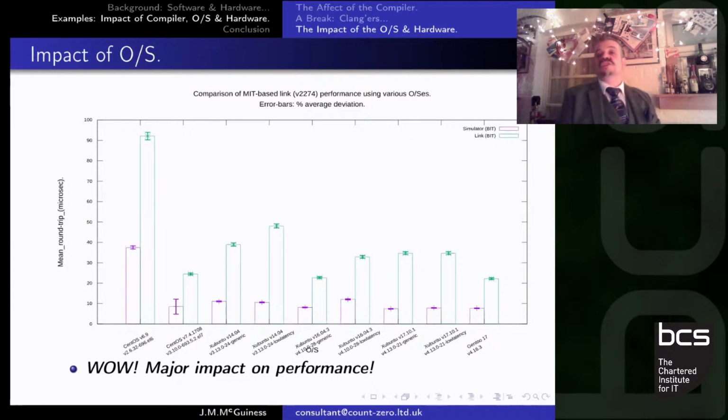You can see error bars on these. All of my error bars are mean average deviation, because remember I was saying that we're not using a normal distribution, so standard deviation is an inappropriate measure, in my opinion. So I use mean average deviation, and the deviation is down to around 2%. And these will run literally millions of times. Clearly, the impact of the operating system is very significant and not to be underestimated.